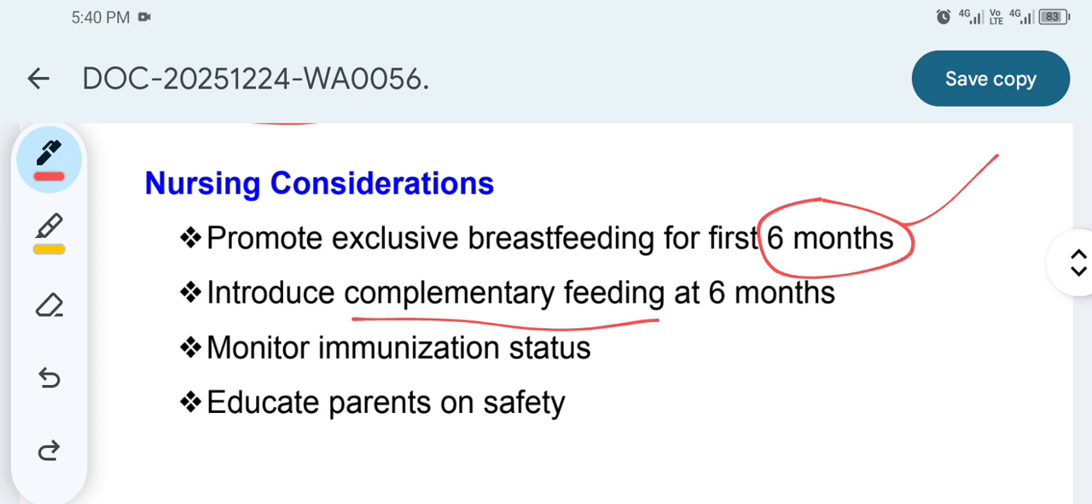Something that is nutritious, like soya beans porridge. That's what we mean. So you can introduce complementary feeding at 6 months and be able to monitor immunization status. Is this child immunized against all the vaccines that they should receive by the time they are reaching 6 months? Are they fully immunized? You as a nurse. And also educate the parents on safety. So these are some of the nursing considerations.